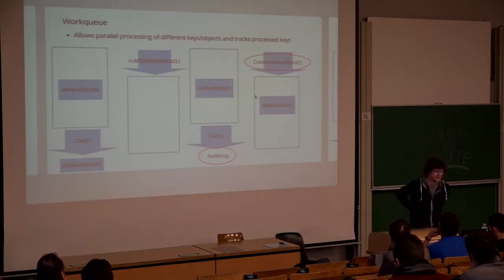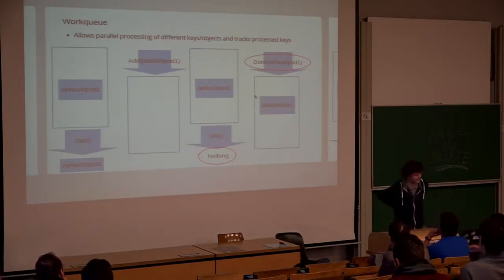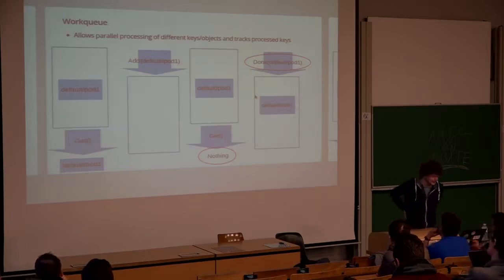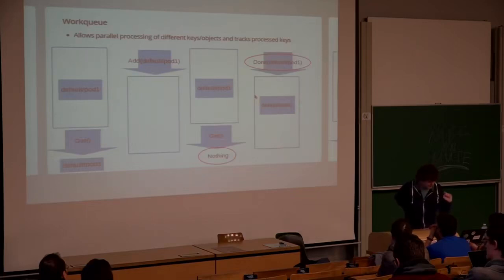But you would have to take care yourself of all the locking work you have to do by tracking which keys you got from the queue. So when you do a get and you get the default pod1 key out, and you add the default pod1 key again and do another get in another worker, you get nothing out of the queue, although there is something in the queue. Only if you are done with processing and call done on the queue with the key, another get would give you the object.